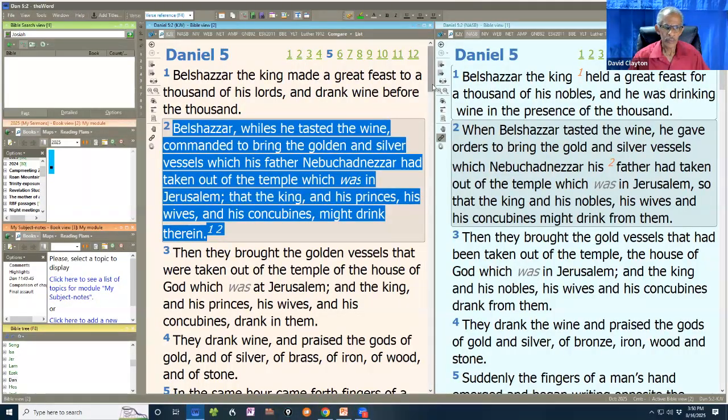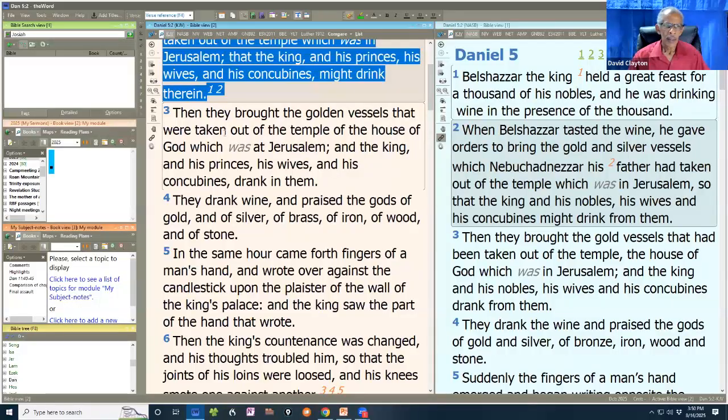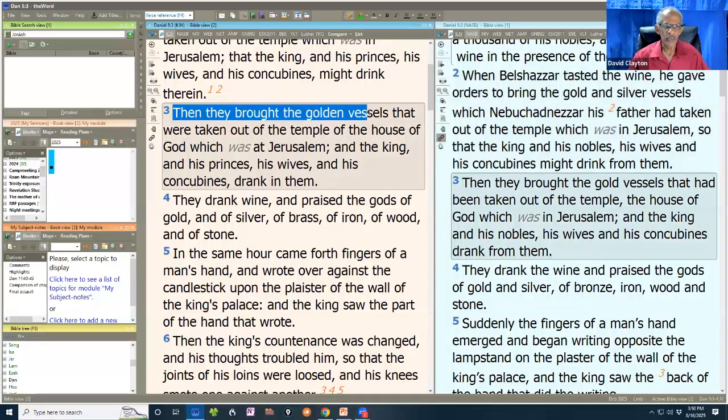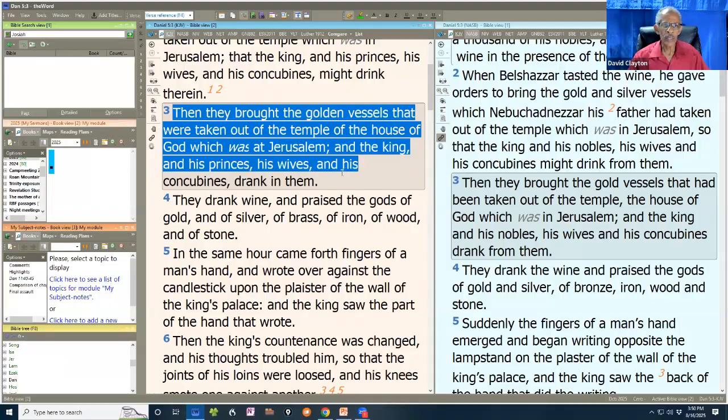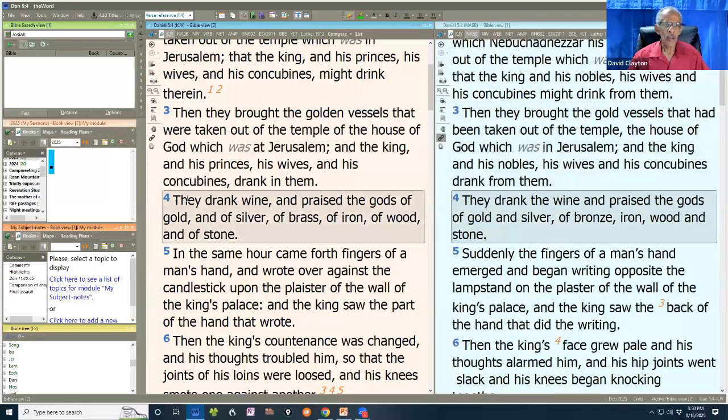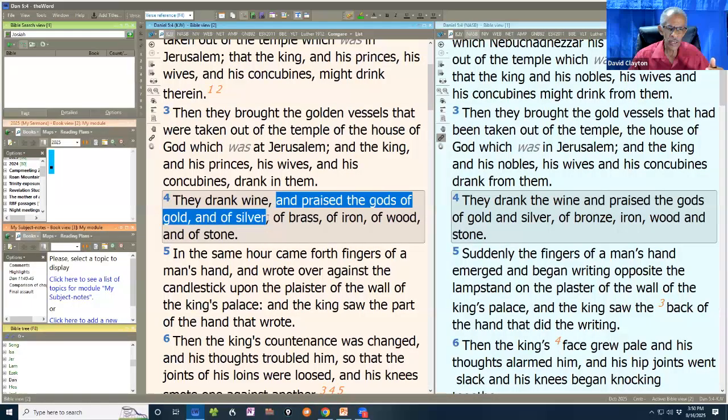So it says in verse 3, then they brought the golden vessels that were taken out of the temple of the house of God, which was at Jerusalem. And the king and his princes, his wives and his concubines drank in them. They drank wine from the vessels dedicated to the worship of Jehovah. And they praised the gods of gold and of silver, of brass, of iron, of wood, and of stone.